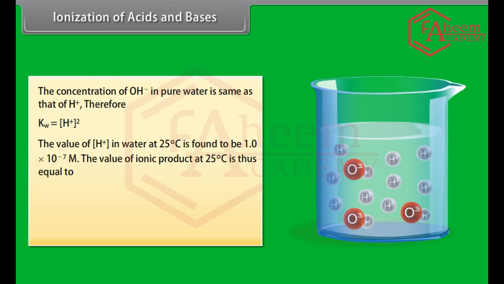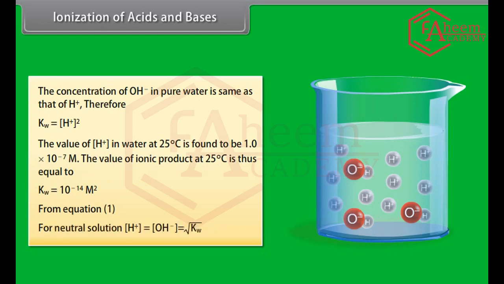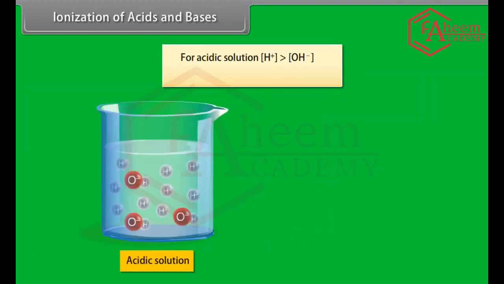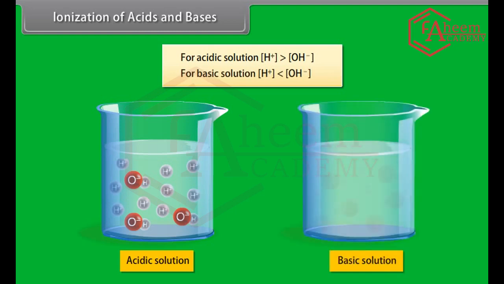The value of ionic product at 25 degrees Celsius is thus equal to 10 raised to the power minus 14 mol square per liter square. From equation 1, for neutral solution, concentration of H plus is equal to concentration of OH minus, which is equal to square root of Kw. For acidic solution, concentration of H plus is greater than concentration of OH minus. For basic solution, concentration of H plus is less than concentration of OH minus.